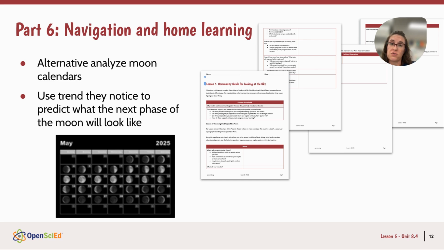But if you think your students would enjoy going outside and looking at the moon and planning it that way, that is excellent. I adjusted to fit my learners' needs.